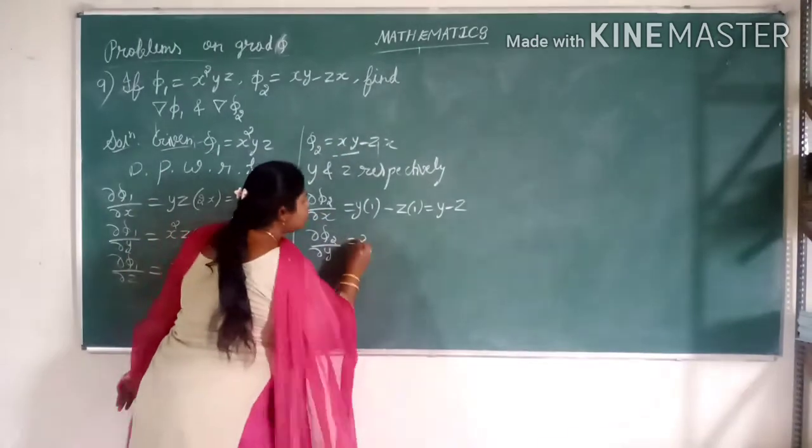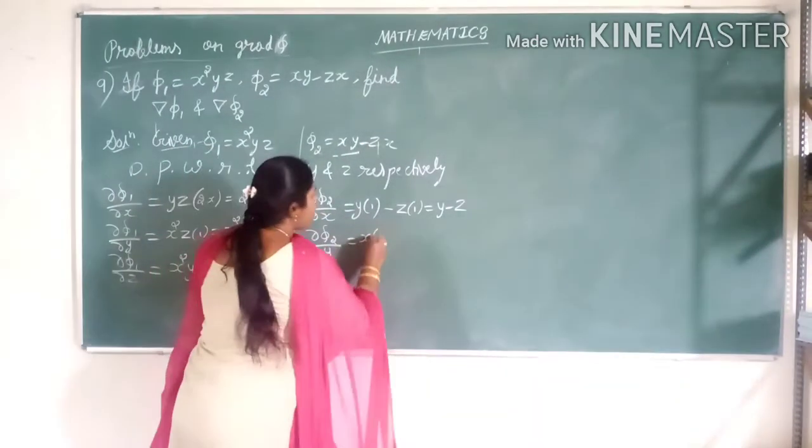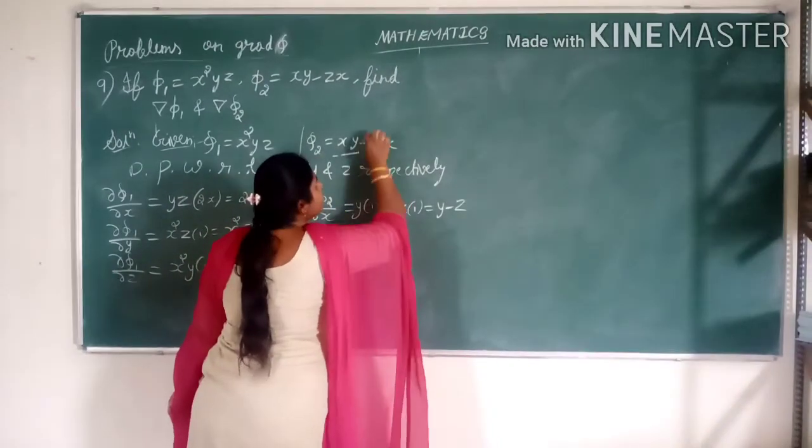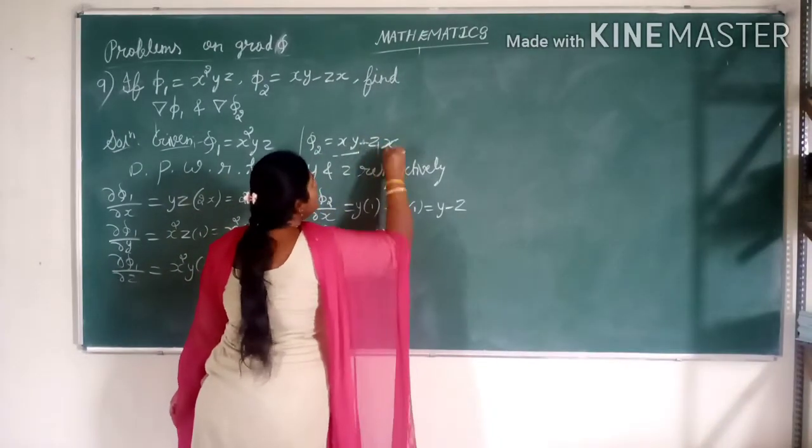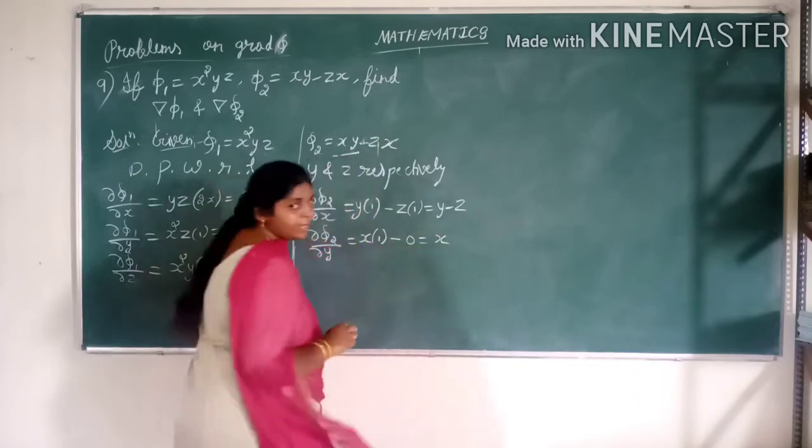Which one do you treat as a constant? x is constant. The differentiation of y is 1. Minus, so totally this is a constant. The differentiation of the constant is 0. That is x into 1 is x.